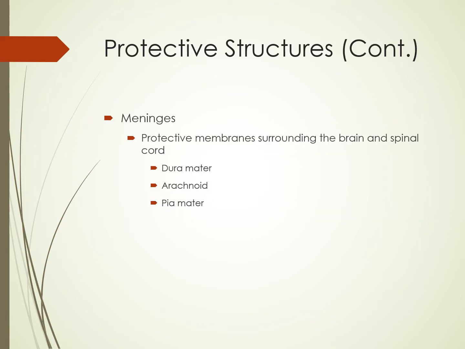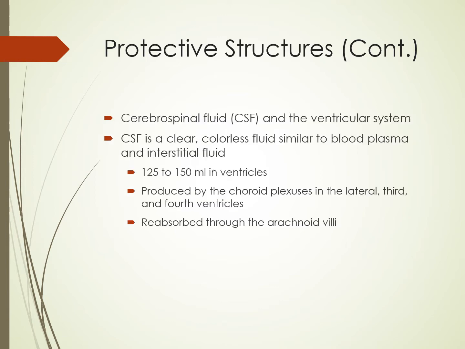The meninges is a protective membrane surrounding the brain and the spinal cord. Cerebrospinal fluid and the ventricular system are also protective structures. Cerebrospinal fluid is a clear, colorless fluid similar to blood plasma and interstitial fluid. There's about 125 to 150 milliliters in the ventricles, and it's produced by the choroid plexus in the lateral, third, and fourth ventricle, and it's reabsorbed by the arachnoid villi if they function properly.